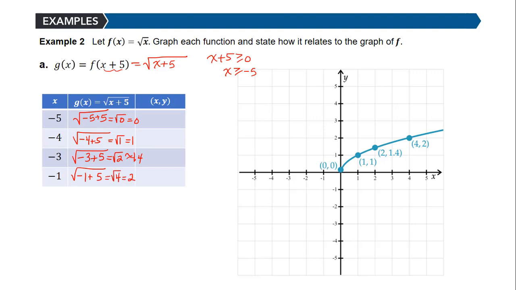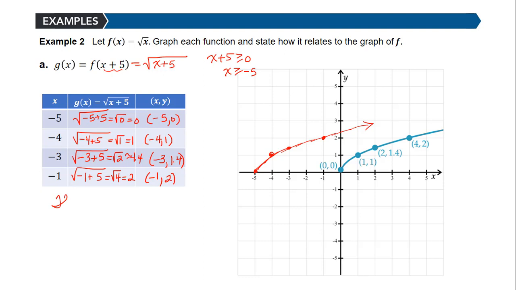So I have the ordered pairs (-5, 0), which I'll plot, (-4, 1), (-3, 1.4), and (-1, 2). And just like what we discovered with the Desmos activity, because we have a plus 5 on the inside, our graph should shift left, and that's what we see here. The graph of the square root of x is actually shifting left 5 units.